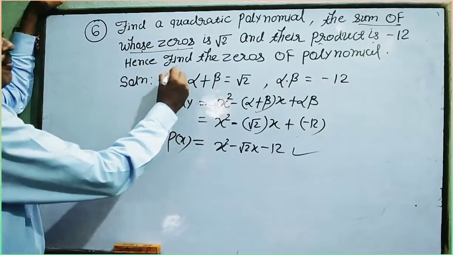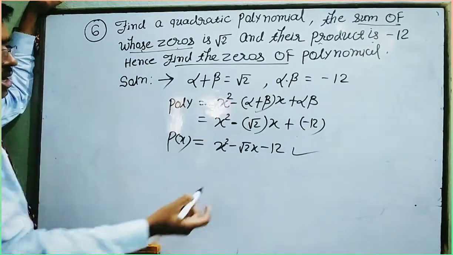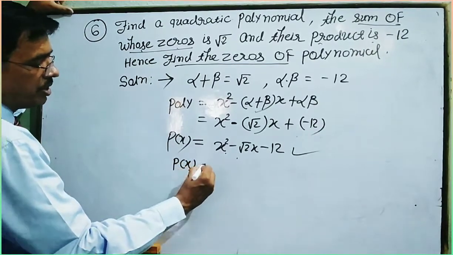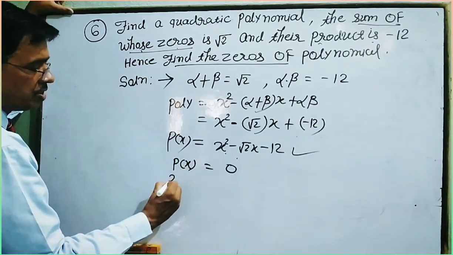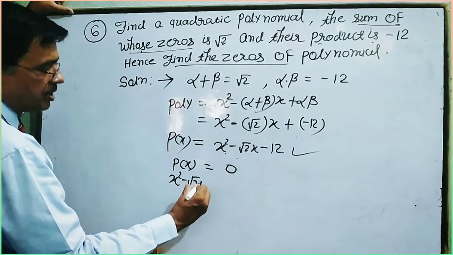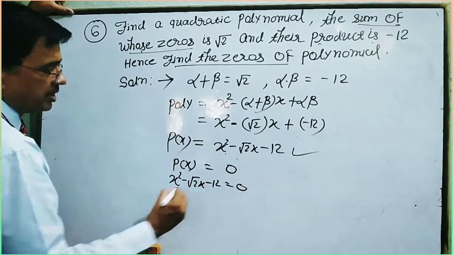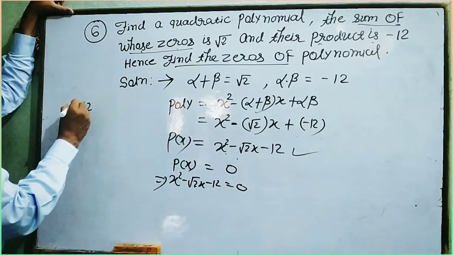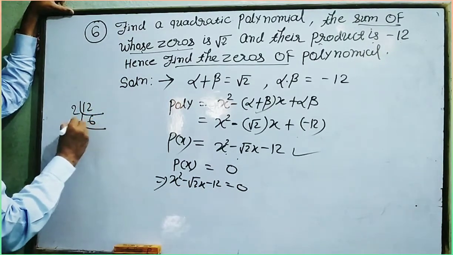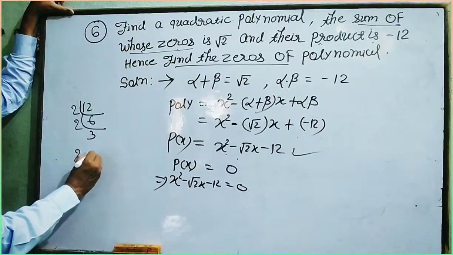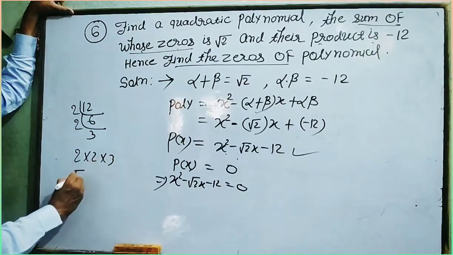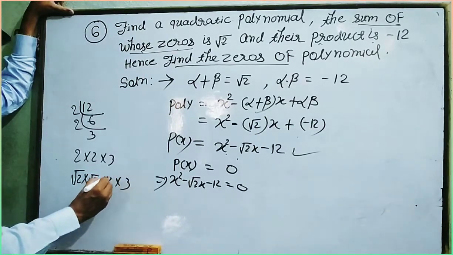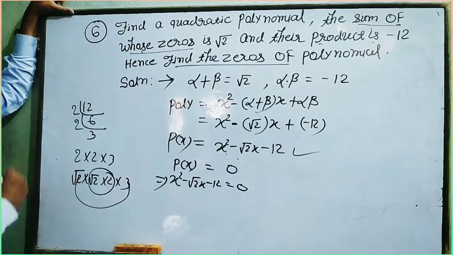Second question: find the zeros of the polynomial. If it is given, then you can easily find the zeros. Px is equal to 0, so we write x square minus root 2x minus 12 is equal to 0. How do you find them? Here is root 2 and here is 12. 12 is 2 into 2 into 3, and root 2 into 2 into 3 gives two factors: one is 2 root 2, another is 3 root 2.